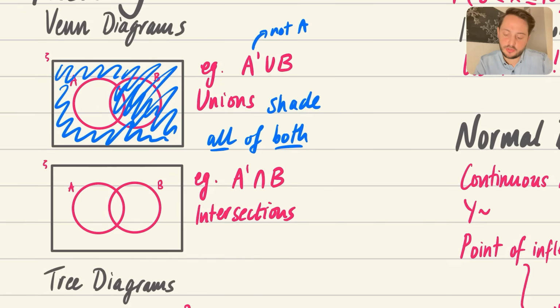Intersections are a little bit different. All you need to do for the intersections, which is this N shape, is shade the overlap. So you need to think about the one place where it is not A and it's B. Well, not A is everything outside of A, and B is the thing that's here. So the only place where they are overlapping is that section.